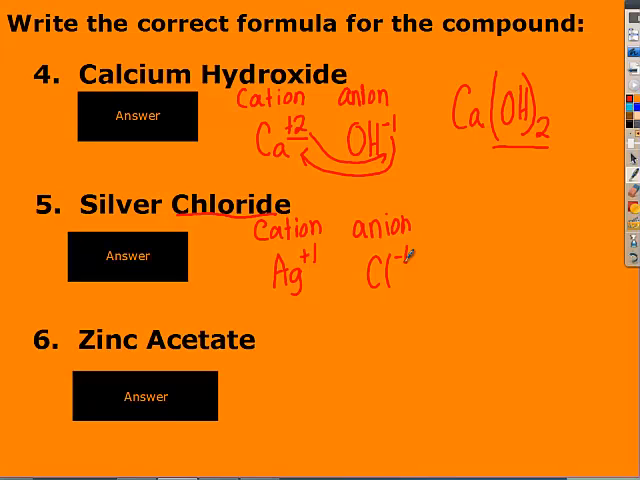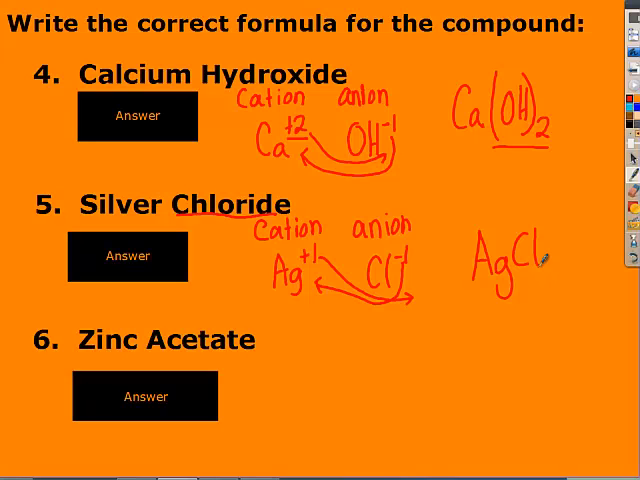Don't assume that all of them are going to be polyatomic ions. Some of them can be normal elements. You have to look at the endings. So here I'm going to take my 1 and put it here. This one will go here. Since they're both 1s, they'll cancel out. And my formula, silver chloride, right there: AgCl.